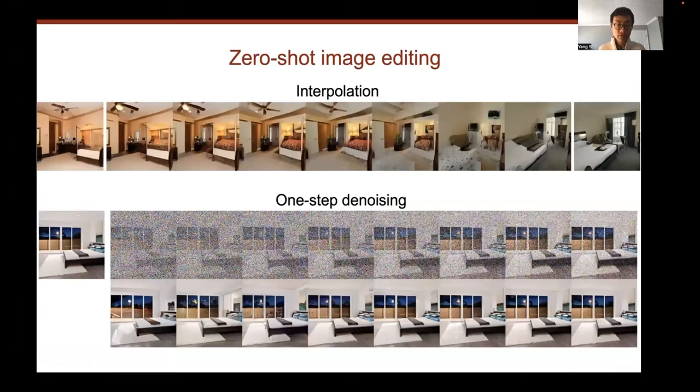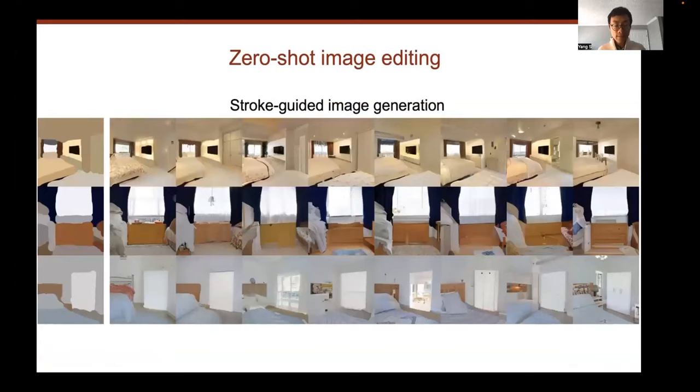And by the definition of consistency models, they are naturally suitable for denoising tasks. They can denoise images, even though those images could be extremely noisy. They can also convert stroke paintings into realistic images using a similar procedure as in diffusion models.